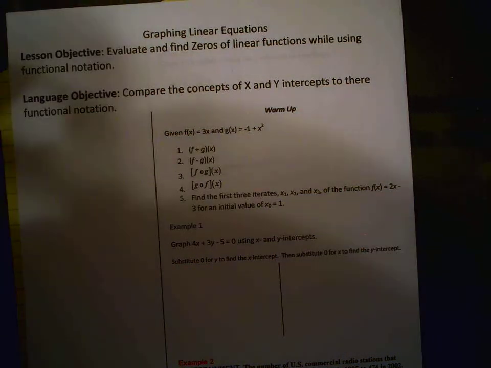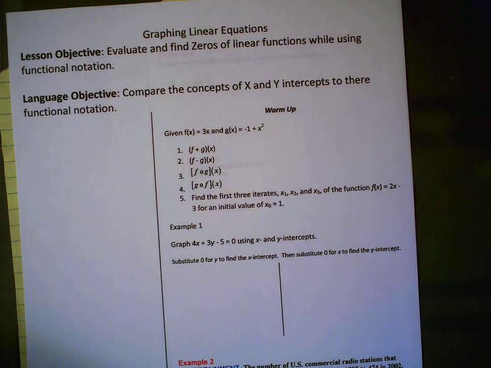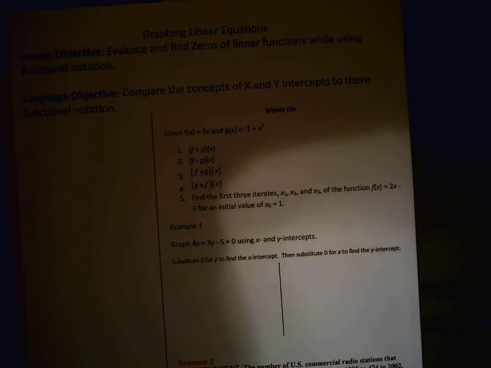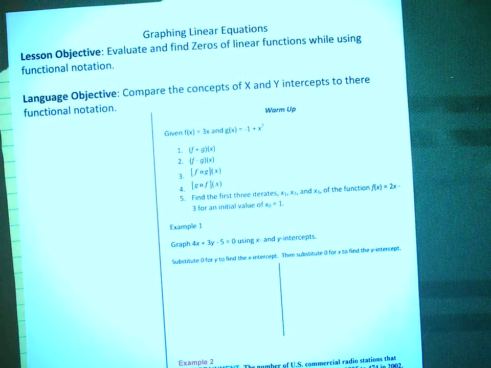We've got a pretty easy little setup. Just doing a little bit of graphing. See if I can turn on my lamp real quick, make this a little bit better. There we go. Alright, so warm-ups: adding f of g, subtracting f of g, insert g into f, or insert f into g, and then the 3 iterates on number 5.